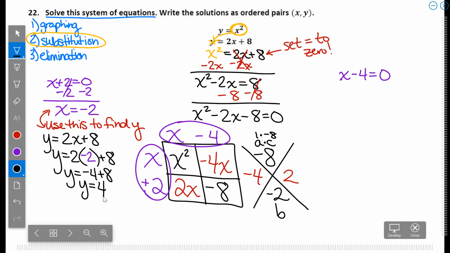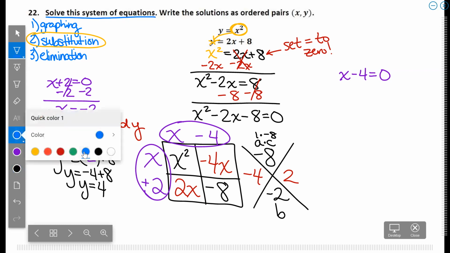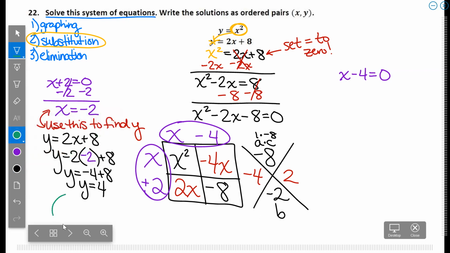My answer gets written down as an ordered pair because this is where these two cross each other. This is where they touch. So in an ordered pair, which part comes first, the x or the y part? The x part. So -2, 4. This is one solution.